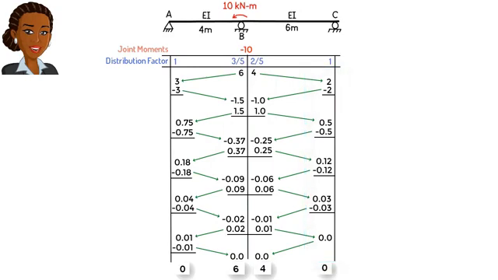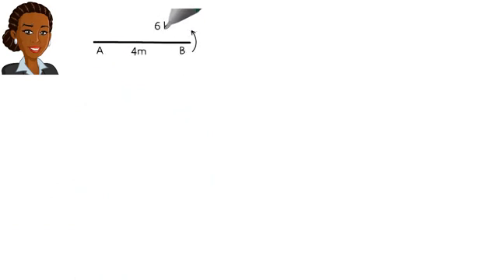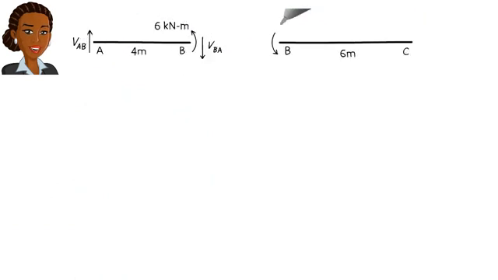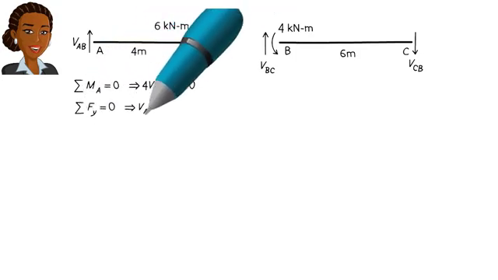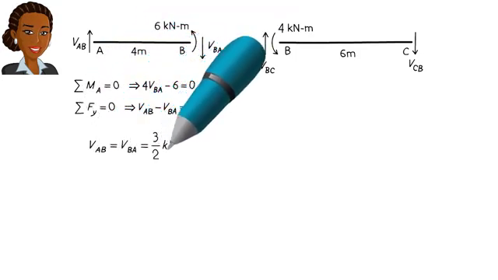So, the bending moment at the left end of member AB is 0. The moment at the right end of AB is 6. The moment at the left end of BC is 4. And the moment at the right end of BC is 0. Now we can draw the free body diagram for each beam segment and calculate the remaining unknown member forces like this.